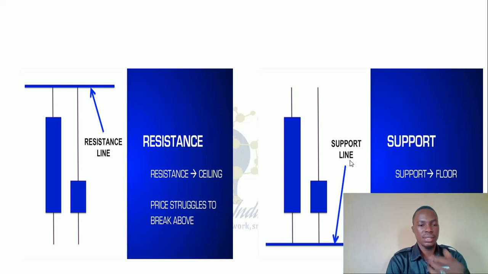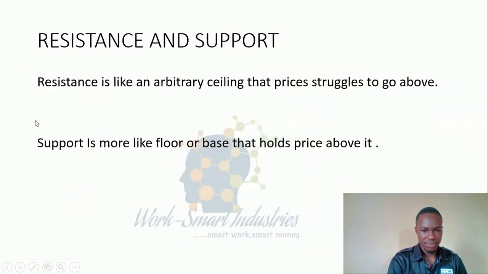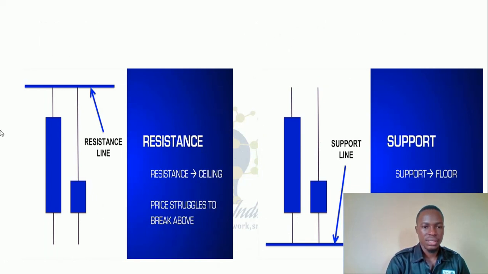So this is resistance, and like we see here, these are two candlesticks. Both of them are rejecting this zone or finding it difficult to go above this zone. This zone will be regarded as a zone of resistance.